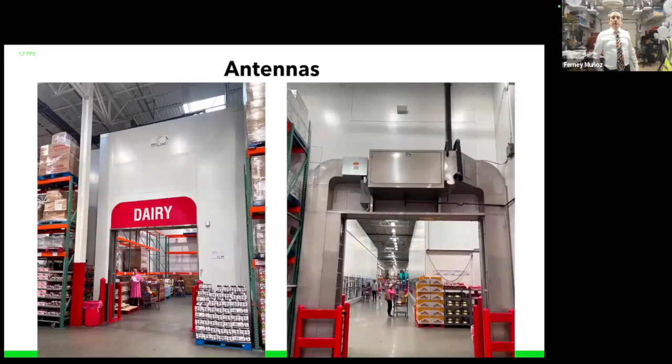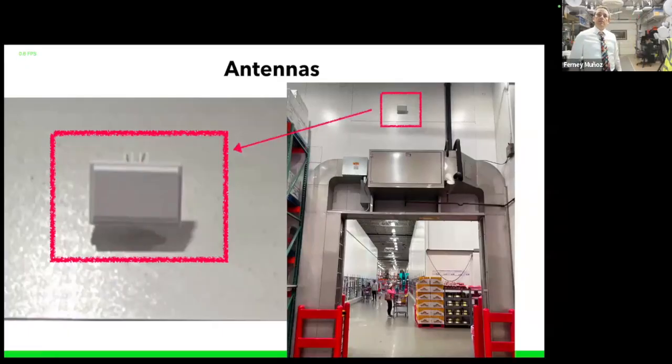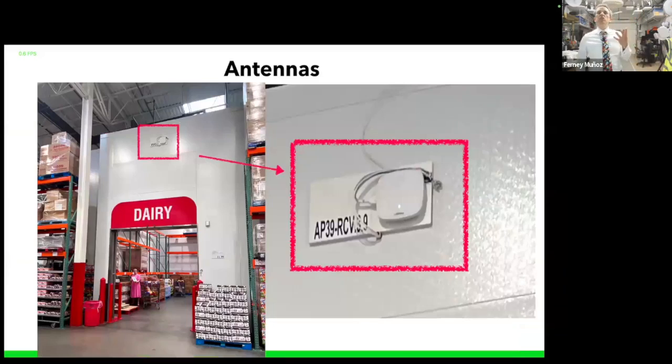This is the dairy section where they have a fridge with cold stuff inside. Notice in here, on the outside, there is the access point. On the inside, there's the antenna. Why don't they just put the access point inside? Well, it's a fridge. It's cold. The access points have active components: motherboards, chipsets, CPUs, memory, RAM, all that stuff that needs to be within certain temperature levels.